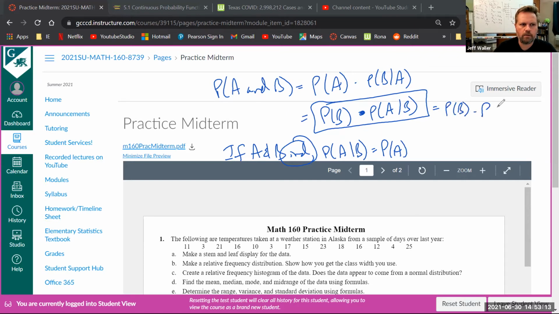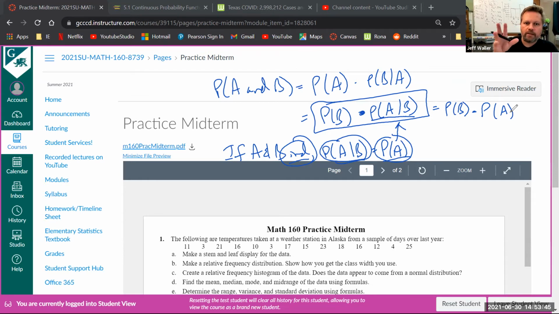P, A line B. No, come on. What did we just say? If they are independent, this equals this. So what could I put here? Probability of A. There we go. That's what I meant when I said that earlier. If you are replacing P(A and B) with the probability of B times the probability of A, you are assuming they're independent, because it's the only time that's true.